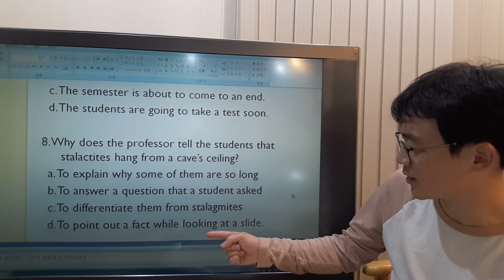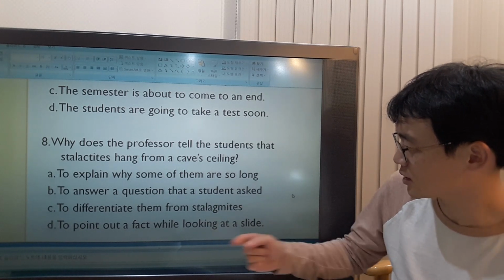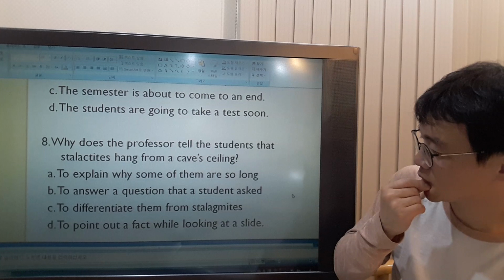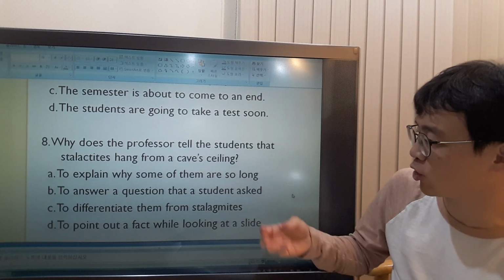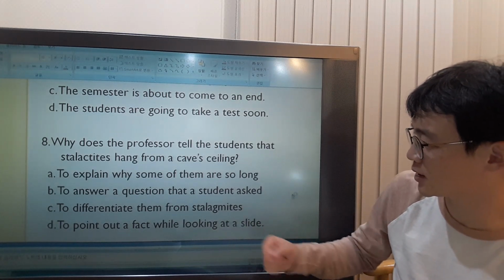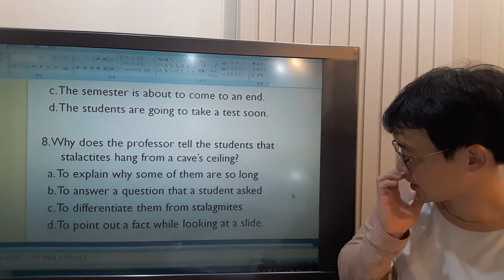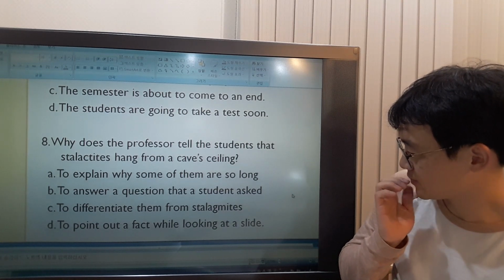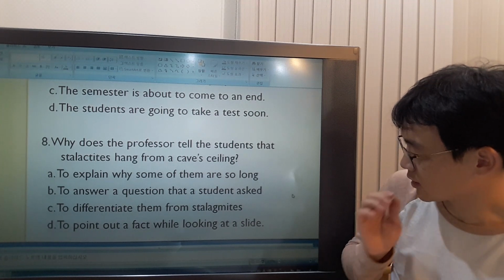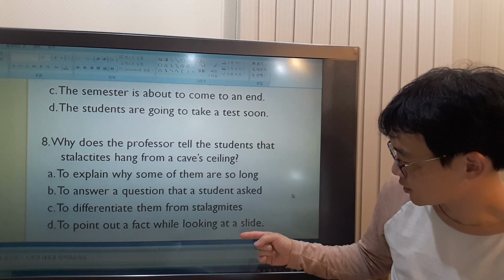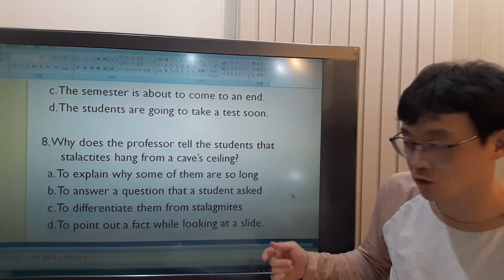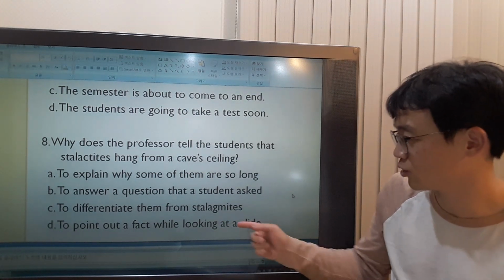D. To point out a fact while looking at a slide. Point out means to talk about that, to mention that, okay? A fact while looking at a slide. It's not said in the passage that she's looking at a slide, okay? You can't know that from this passage, so D is not the answer.